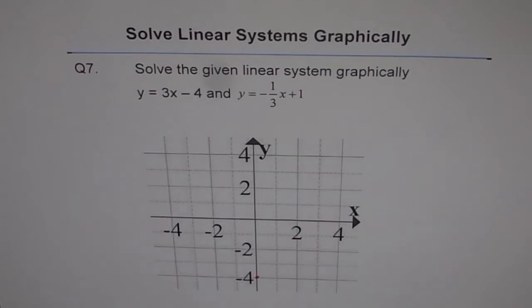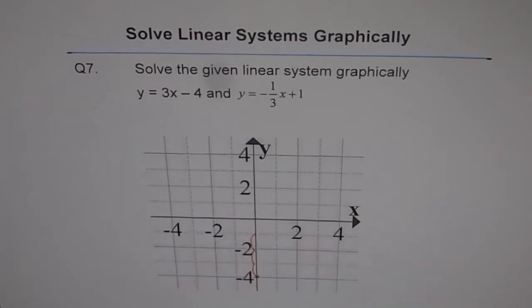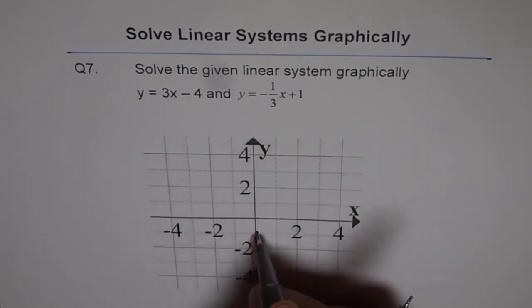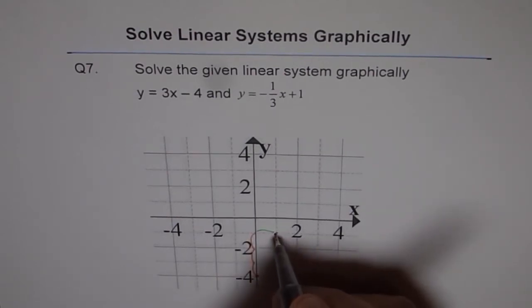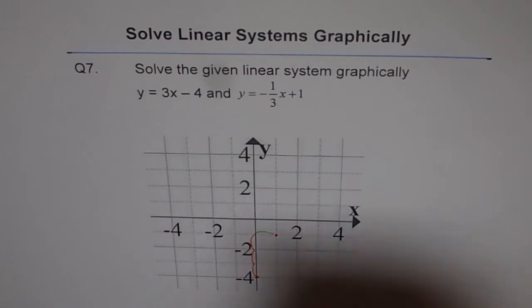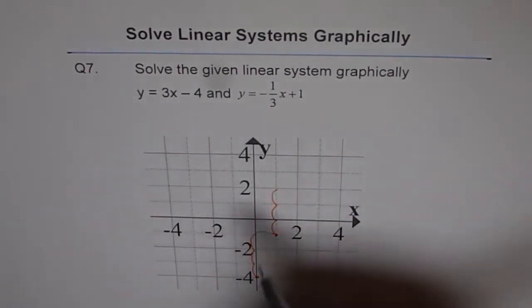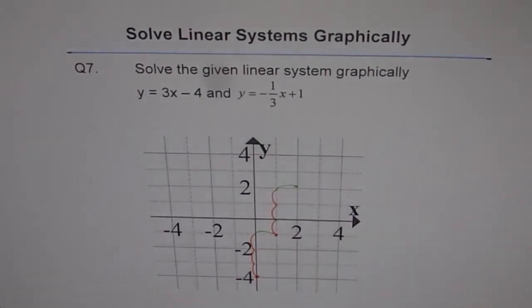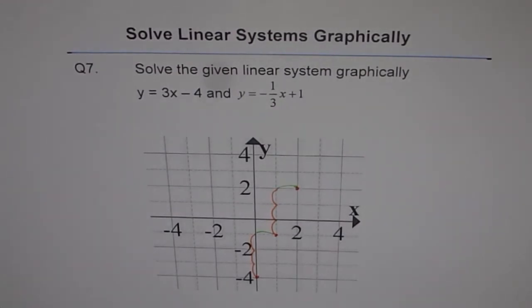The second point we have to take with the help of the slope. Slope is 3. That means rise of 3 and run of 1. So let's move. Rise 3: 1, 2, 3. And run of 1. So simple to get the next point. And then we get a point, and let me mark this point. Then again we can go rise of 3: 1, 2, 3, and run of 1, which is here. And that gives us another point. Now with these points joined together, we should be in a position to draw our line.